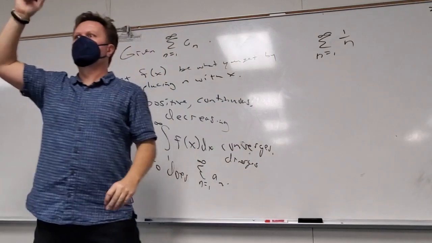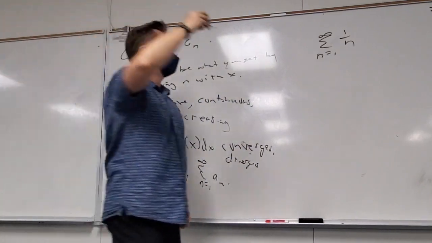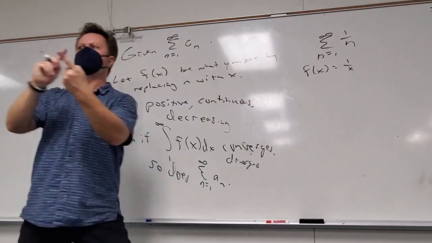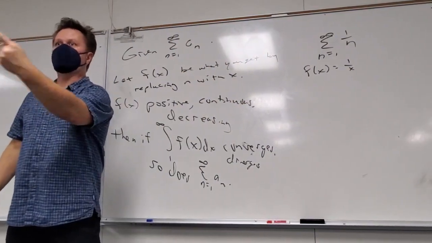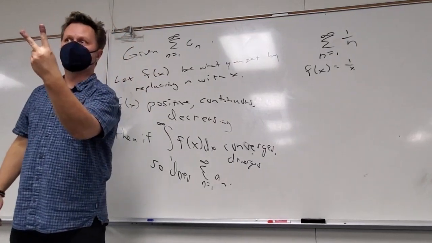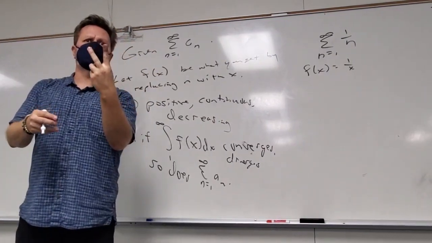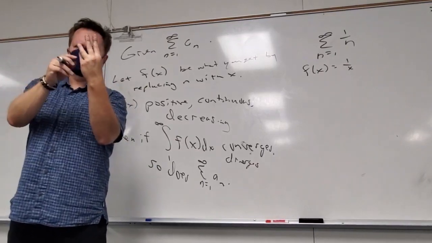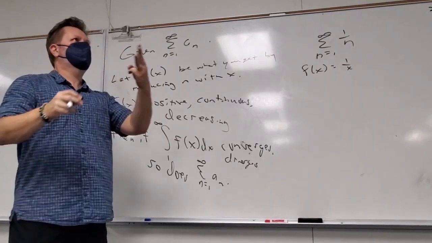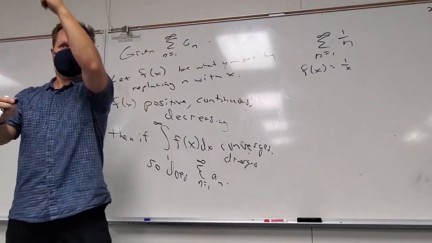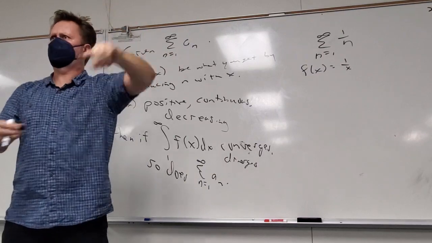That one, right? Okay, what's f of x? All right, so is that positive? Because all the x's start at 1, so that's positive. Is it continuous? Yeah. Because it's only discontinuous at 0, and I don't want to include 0. Is it, what's the other one? I just lost my train of thought. Decreasing, thank you. Yes. Totally, right? 1/1, 1/2, 1/3.